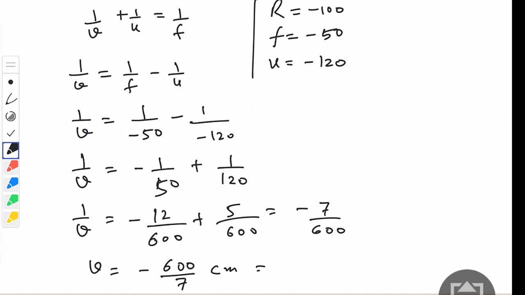And if you want to find the decimal, this would be how much? 7 8s are 56, 40, 7 5s are 35, 50, 7 7s are 49. So roughly it's going to be minus 85.7 centimeters.